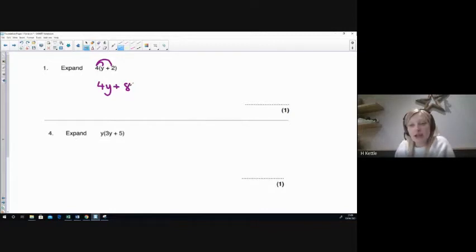These are not like terms, so we would not add them together. If it was 4y add 8y, we could make that 12y. But because it's 4y and 8, they're not like terms, that's our final answer, 4y add 8.